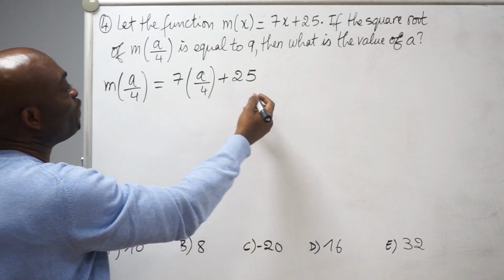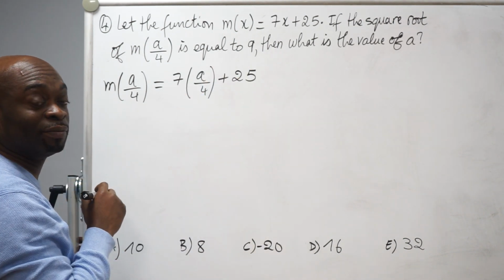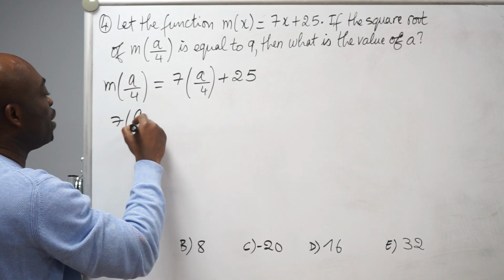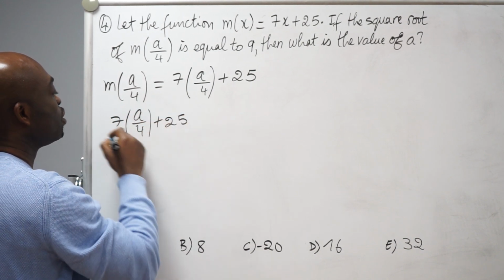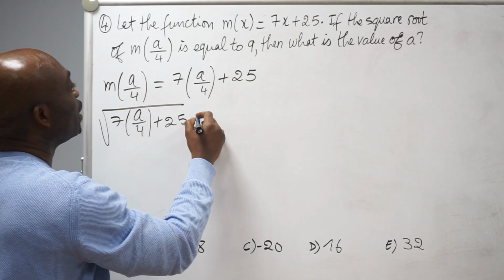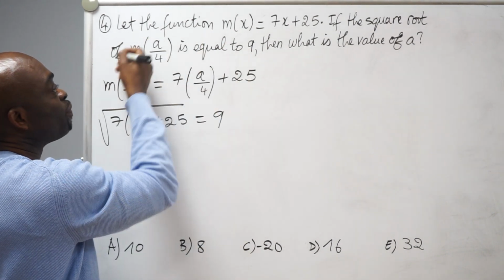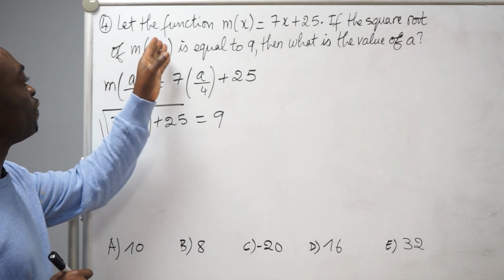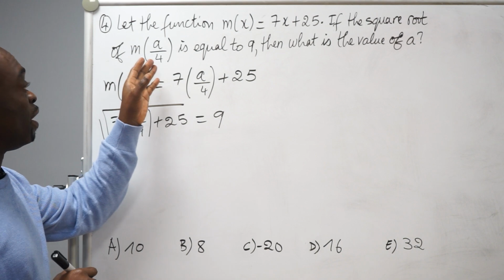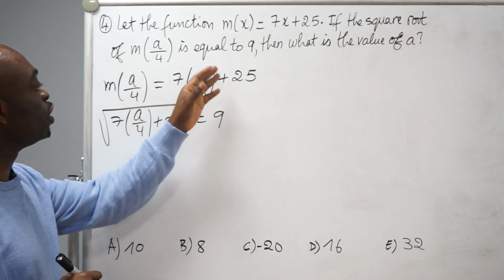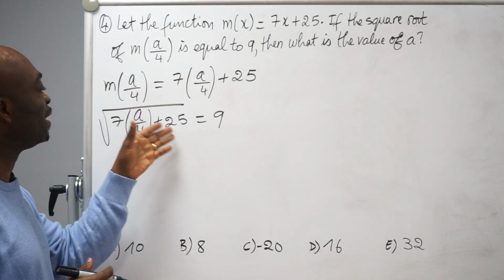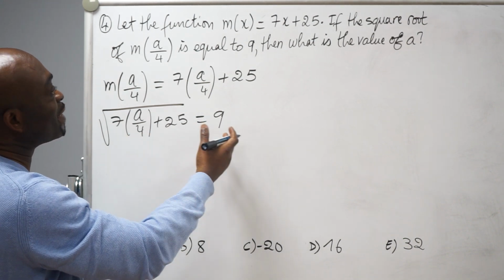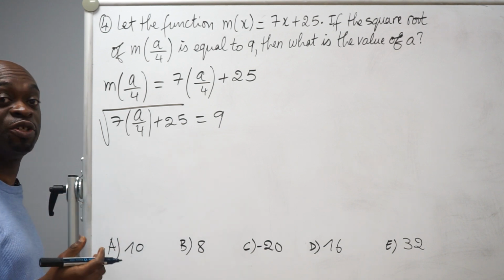So that means we can take the square root of this one. So that's the square root of 7 times a over 4 plus 25, and that is equal to 9. So I'm interpreting this here: the square root of m of a over 4 is equal to 9. Okay, so we can take that and plug it in here. Because that's the square root of this one here, so what's the next thing to do?